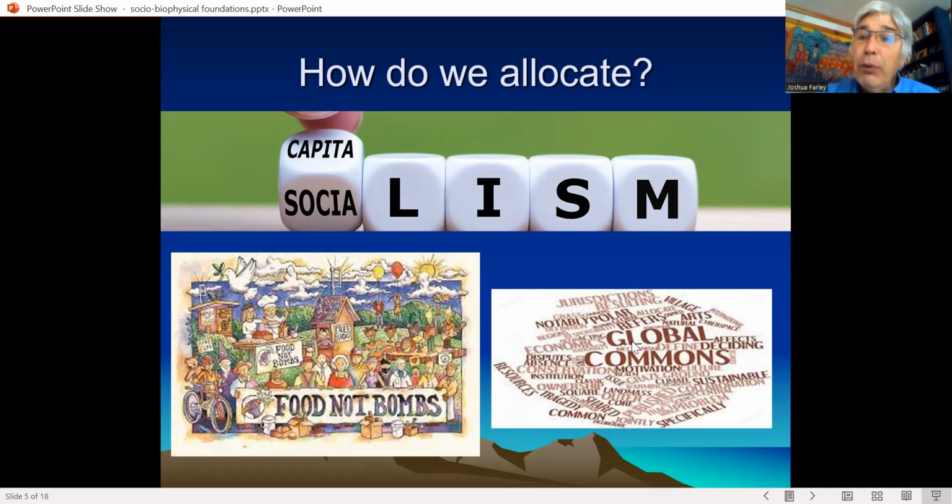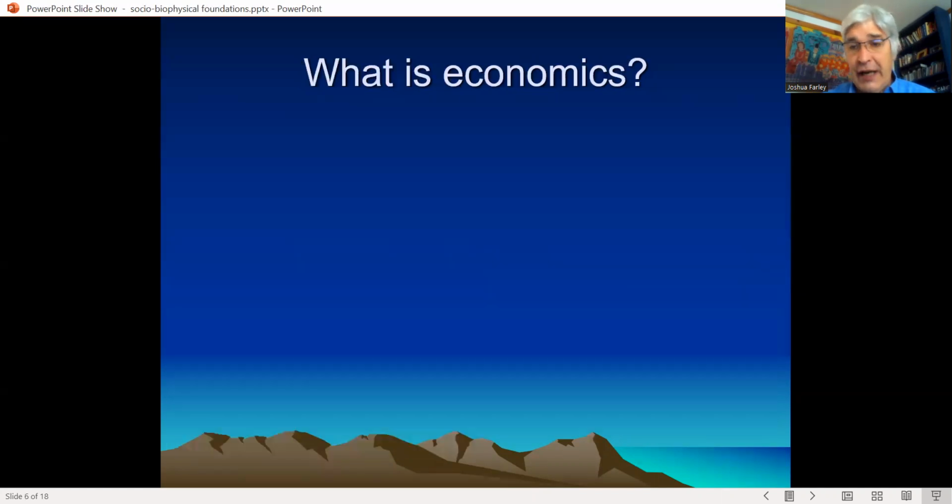Another is common ownership, global common shared ownership of resources. There are many different allocation mechanisms, but those can be discussed later. This is just a brief introduction to some of the big questions that emerge, but I want to now turn to another definition of economics that in many ways is more suitable to what we're going to focus on today.